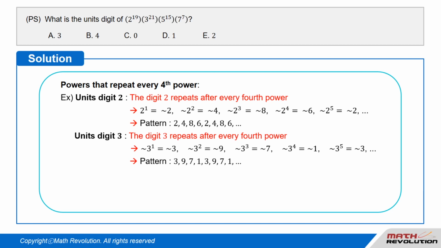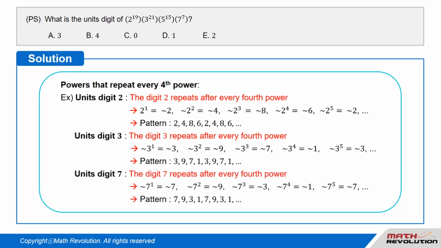Units digit 3. The digit 3 repeats after every fourth power. That is, 3 to the power of 1 equals 3, 3 to the power of 2 equals 9, 3 to the power of 3 equals 7, 3 to the power of 4 equals 1, and 3 to the power of 5 equals 3, and so on. Thus, the pattern is 3, 9, 7, 1, 3, 9, 7, 1.